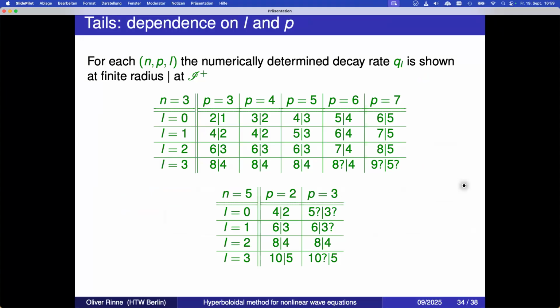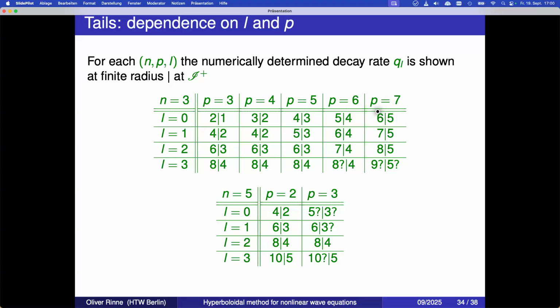Okay, so I've run all sorts of simulations and produced a large table. You can see here the different dimensions, n equals 3 and n equals 5. These are the ones that I focused on in this paper. Here are the different spherical harmonics, L equals 0 to 3. And here I've chosen different powers of the nonlinearity.